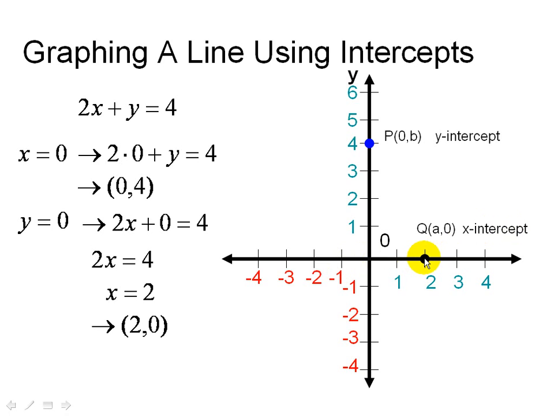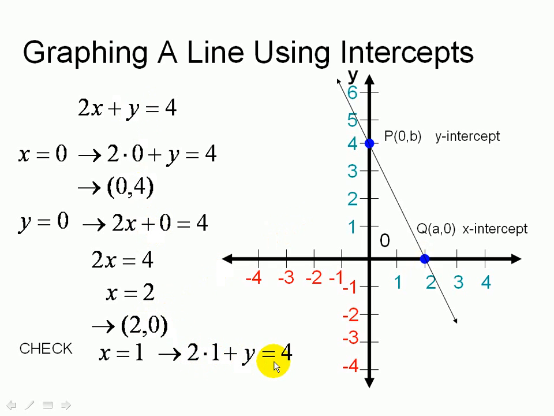Now that we have these 2 points, P and Q, we can draw a line through them. Now as a check, we can substitute x equals 1 into the same equation that we started off with. Then we have 2 times 1 plus y equals 4. That yields an answer of y equals 2. We plot this point where x is equal to 1 and y is equal to 2, and we see visually that it falls on this line that we just drew.